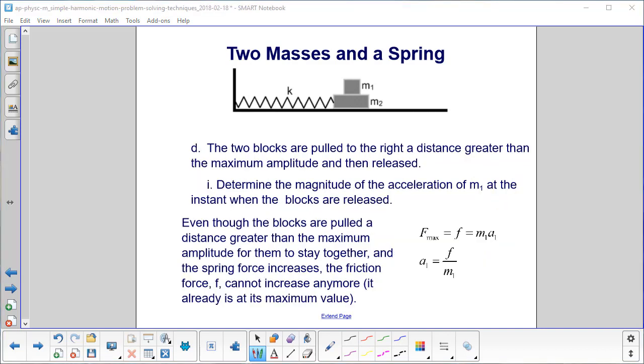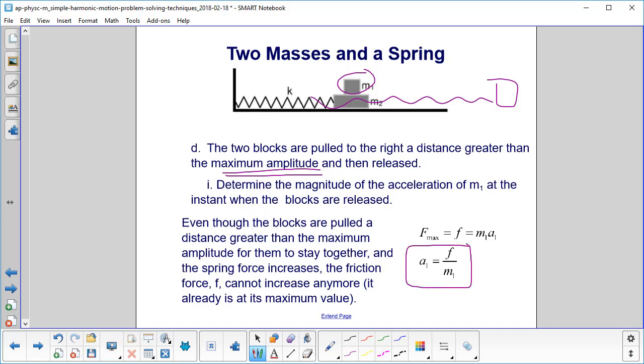Determine the magnitude of the acceleration of M1. And what have we done? We've pulled them to the right a distance greater than the maximum amplitude for them to stay together and then released. So even though the blocks are pulled a distance greater than the maximum amplitude for them to stay together, the spring force certainly increases, right? If they're all the way out here, the more you stretch the spring, the greater F equals Kx will be. But the friction can't increase anymore. It already is at its maximum value. So A1 will still just be F over M1.